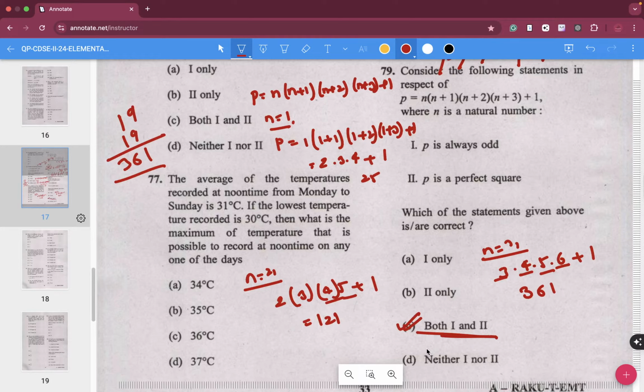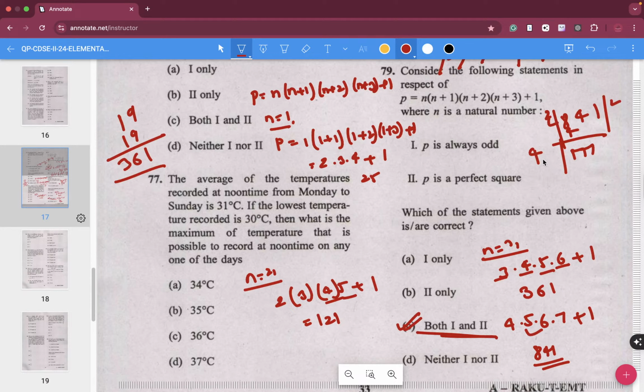If you just want to check, we can check for one more: 4 into 5 into 6 into 7 plus 1. So 6 into 5 is 30, 30 into 4 is 120, 120 into 7 is 840, plus 1 is 841. Is 841 a square number over here, okay?